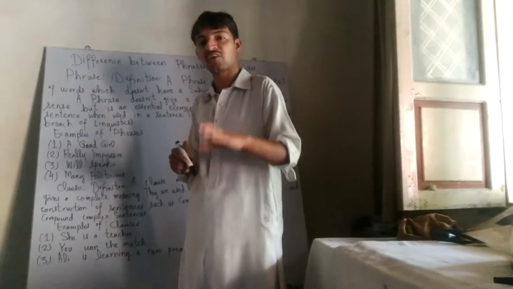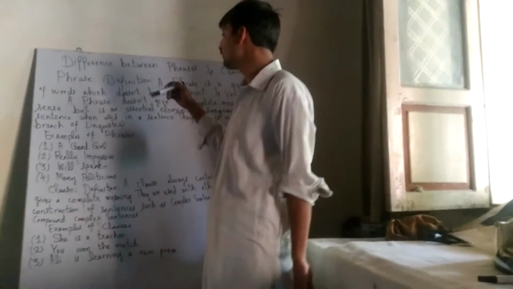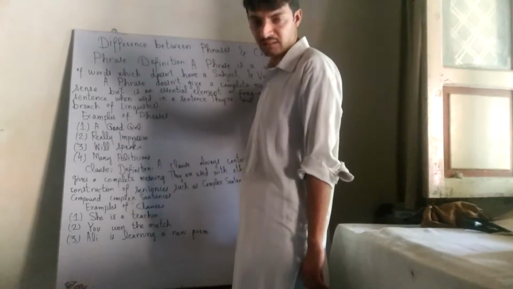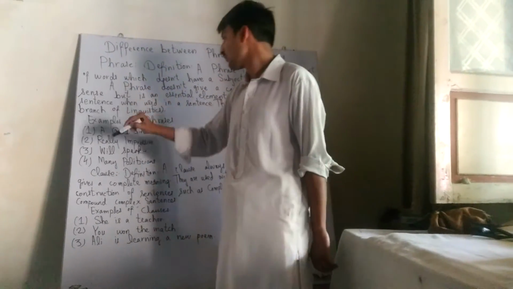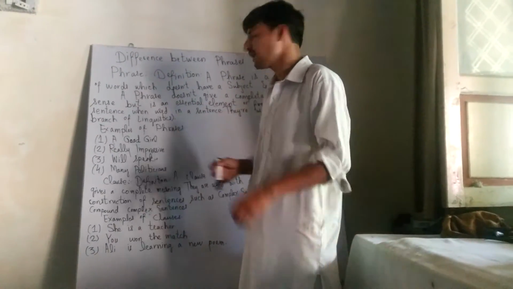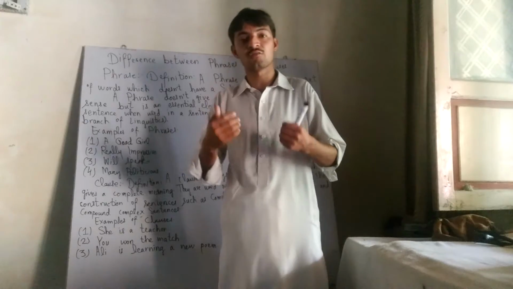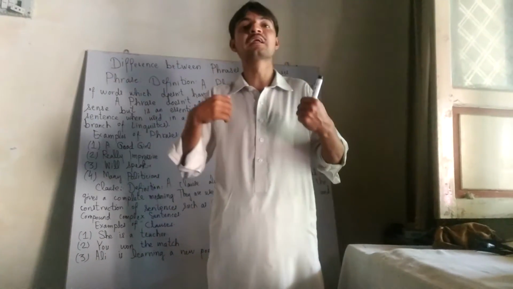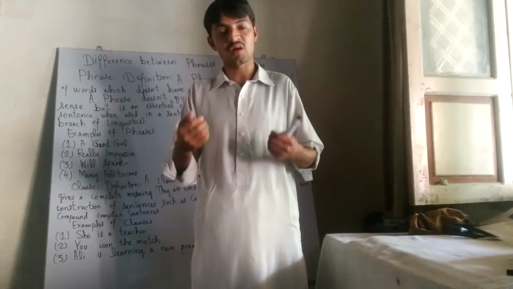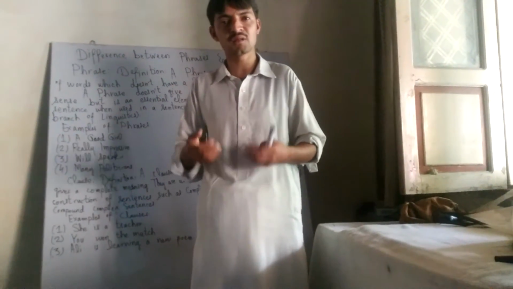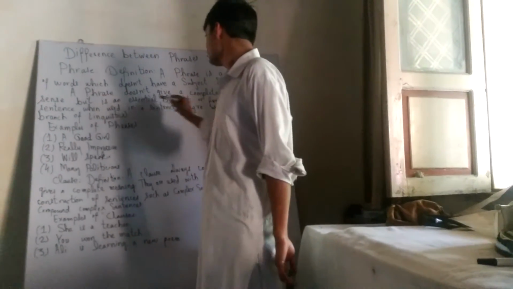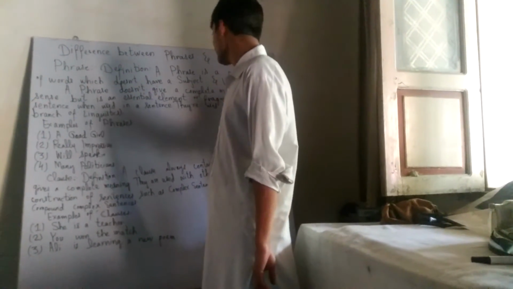Let's jump to the second definition. The second definition is: a phrase doesn't give a complete meaning, idea or sense, but is an essential element or fragment of the sentence. It means that a phrase doesn't provide a complete meaning. The meaning is incomplete, right? It doesn't give us a complete meaning, idea or sense. Then we have, but is an essential element or fragment of the sentence.